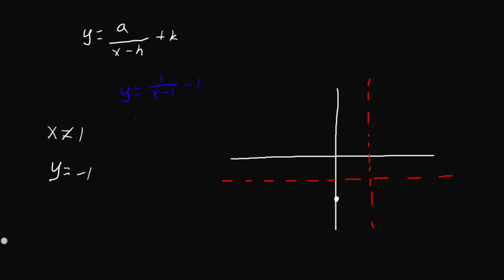And now we're going to go ahead and look at x is equal to 2. So you have 1 over 2 minus 1, minus 1, which is equal to 0. So we're going to get that when x is equal to 2, y is equal to 0. So we see that we have two different points on different sides.